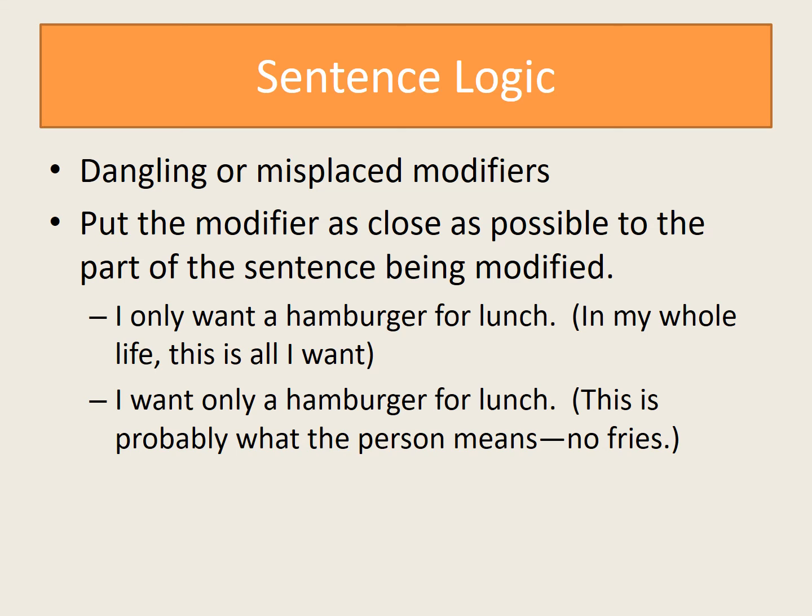So in the first sentence, only is the modifier. I only want a hamburger for lunch versus I want only a hamburger for lunch. Now that might seem like you're saying the same thing, but you're really not. Think about it: only want is different from want only a hamburger. It does make a difference. So you want to put that modifier as close as possible to what it modifies.